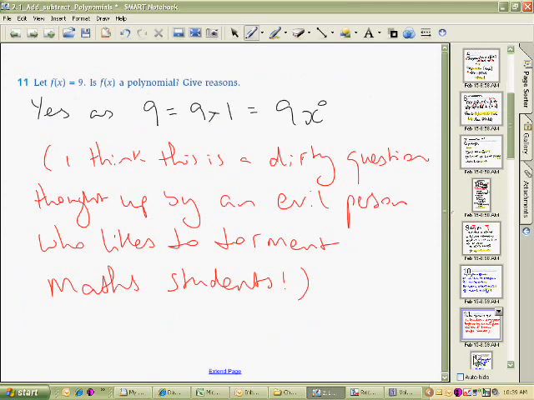I thought it was a bit nasty, this question here. Is it a polynomial? I wanted to say no, because it's only got a number, hasn't it? But of course here 9 is equal to 9 by 1. Now 1 in terms of powers of x is just x to the power of 0. Anything to the power of 0 equals 1. So we can put the x in there. It is a polynomial. It's a polynomial of order 0.